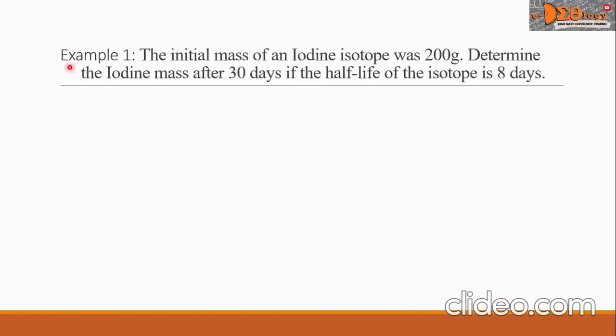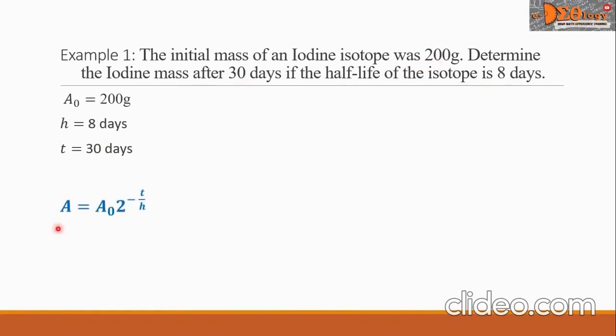Let us have example 1. The initial mass of an iodine isotope was 200 grams. Determine the iodine mass after 30 days if the half-life of the isotope is 8 days. First, let us collect the given. The A sub 0 equals 200 grams. The H equals 8 days. And the T equals 30 days.